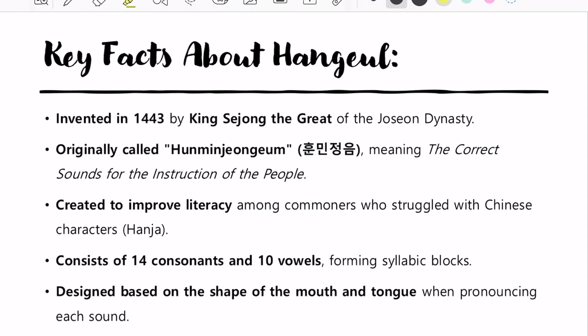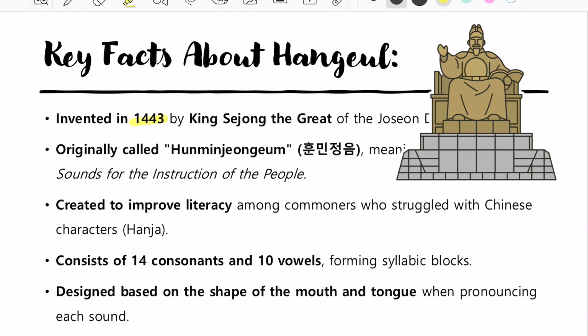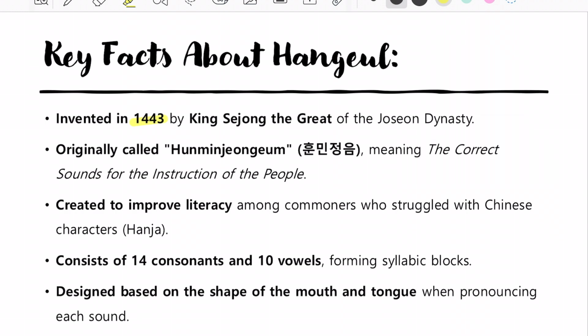Hangeul was invented in 1443 by King Sejong the Great of the Joseon Dynasty. He was the one who created this writing system. Basically, I say he was a genius. It was originally called 훈민정음, meaning the correct sounds for the instruction of the people. It was created to improve the literacy rate among commoners who struggled with Chinese characters, which we call Hanja in Korean.